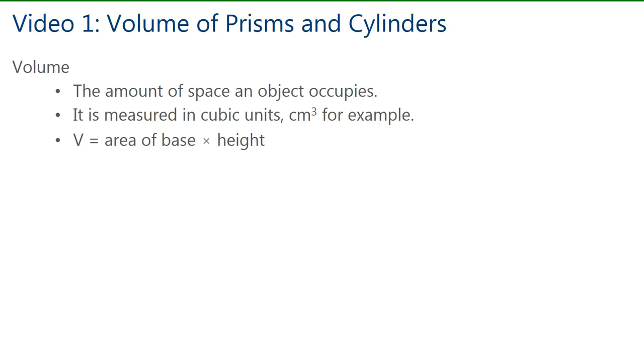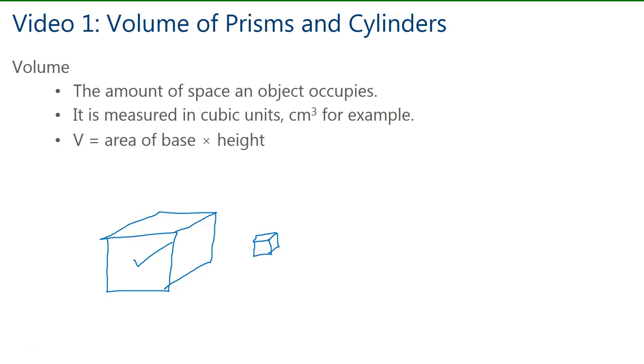Here we'll look at the volume of prisms, rectangular prisms and triangular prisms, and cylinders. Now, volume is the amount of space an object occupies. So if I have a large box, and then I have a smaller box, then this would have a much larger volume because it occupies a larger space.